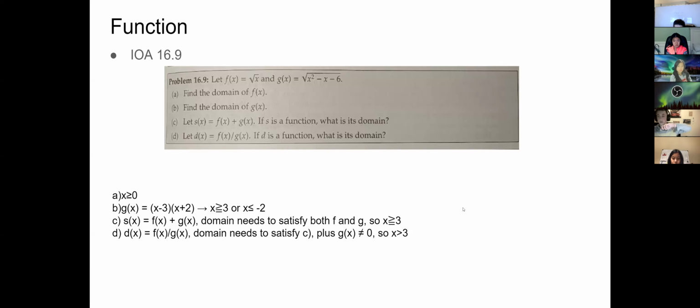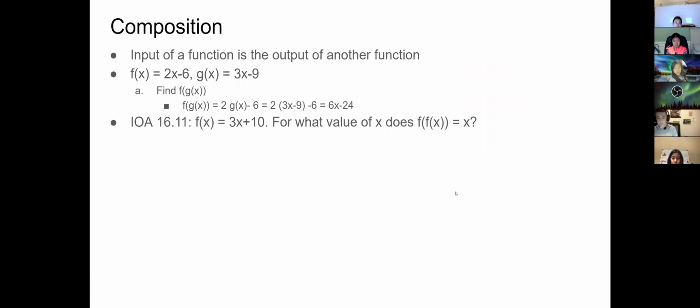Let's move on. I think we still have a few things I want to cover. Now, function composition. You will see this a lot, when the input of one function is the output of another function.